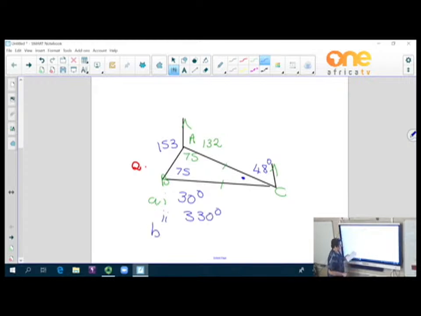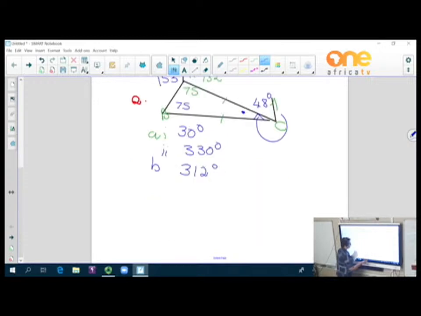Then part B, the bearing of A from C. A from C will be this angle. That is what we need to calculate. Now, we already said that one is 48. 360 minus 48 will give you that angle of 312 degrees.